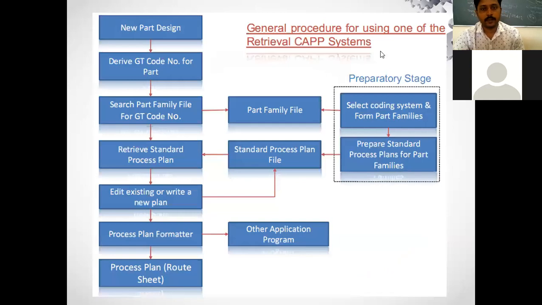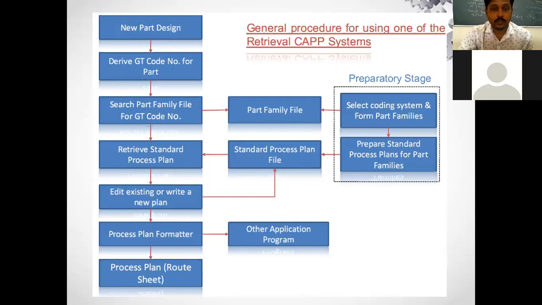This is the process plan. This is a general procedure for using retrieval type CAPP, the retrieval type process planning system. How does it work? You get a new part design. You derive the group technology code number for the part. Then you search for that family part or group technology code that is available in the files. Then you retrieve the standard process plan.